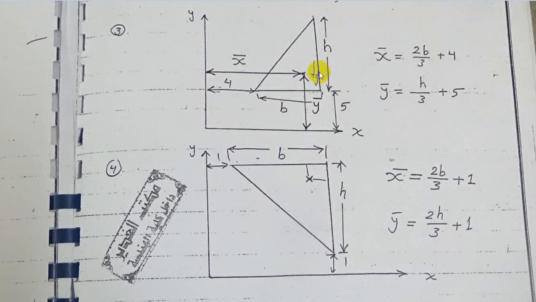So the y dash is going to be equal to this distance from the midpoint right up to the base edge, and then from the base edge right up to the x-axis, which stands for the 5, as indicated right here by the figure. Y dash equals, in this case, H3 plus 5. Now we have an upside triangle.